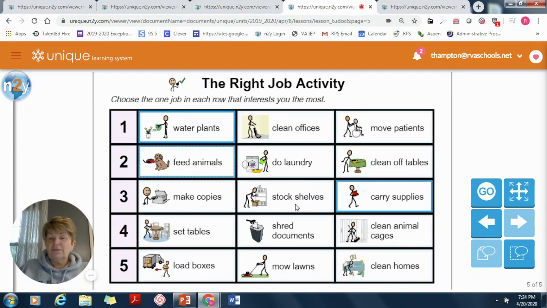Stocking shelves, that's an important job too, but you'd probably get to talk to people. Carry supplies. I'm wondering if that's like a delivery person between offices, which if that is, you would get to chit chat with people too. But maybe sometimes we need a quiet job where we just have moments of quiet. So I'm gonna try that.